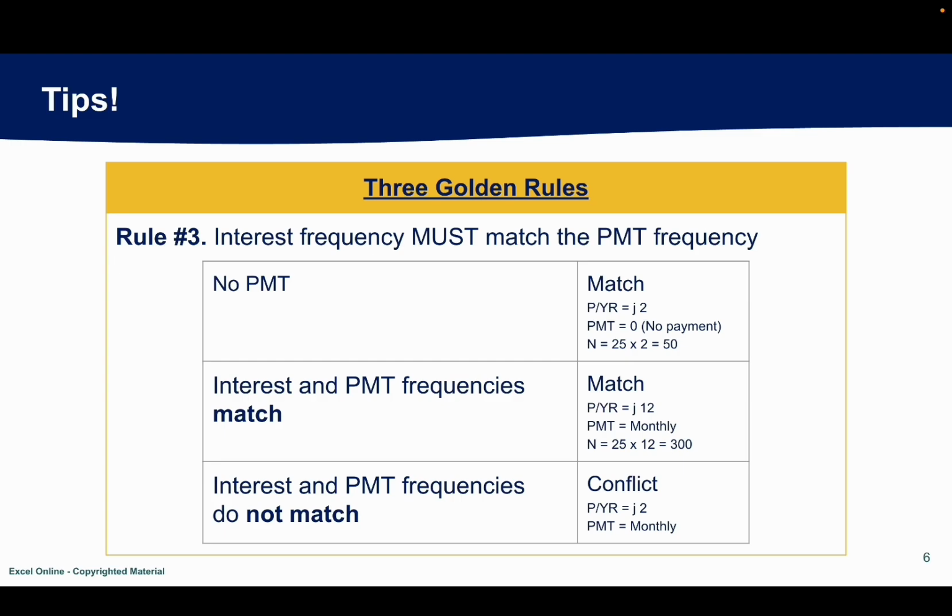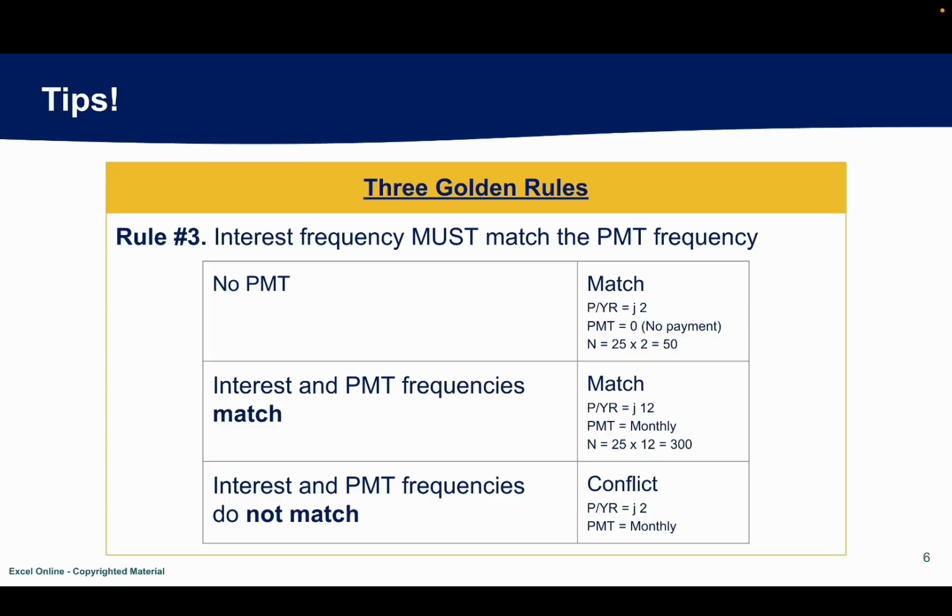The first possibility is that there are no payments. This does not give us any issues, and we can solve the question normally. The second possibility is when the interest compounding frequency matches the payment frequency. For example, the rate is 10% J12, and the payment is made 12 times a year. This gives us no issues, as they match, and we can solve the question normally.